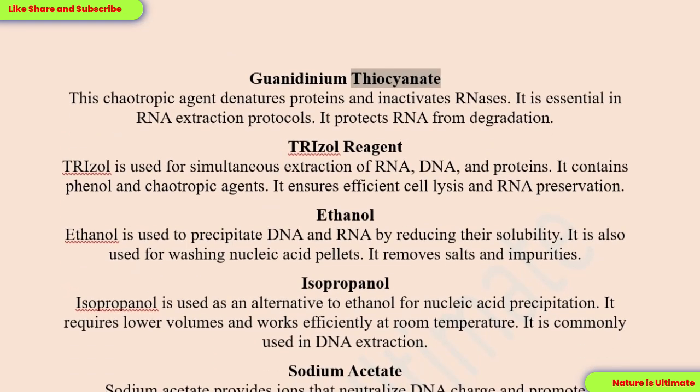Guanidinium thiocyanate. This chaotropic agent denatures proteins and inactivates RNases. It is essential in RNA extraction protocols. It protects RNA from degradation.